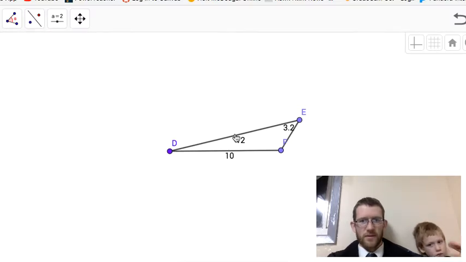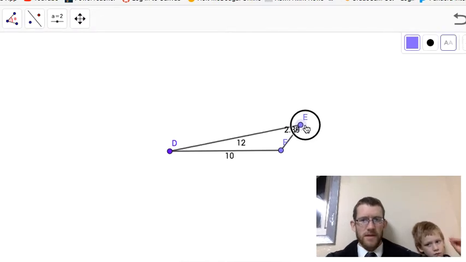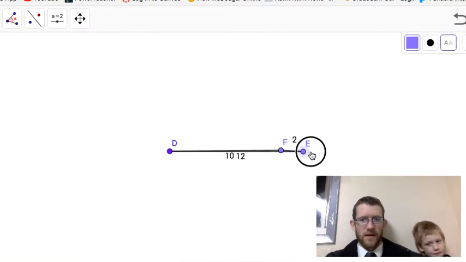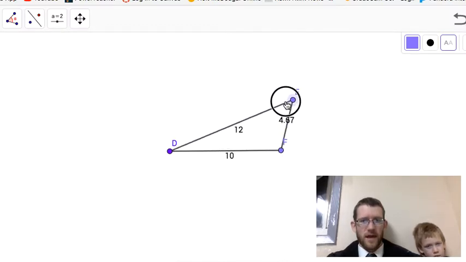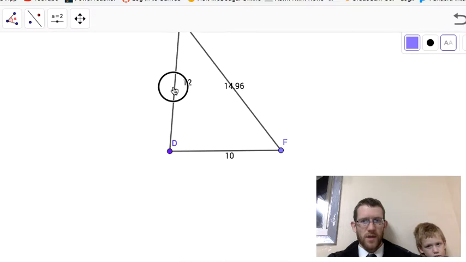Here's my side length of 12. Here's my side length of 10. And this is the side length for FE here. And if I pull it all the way down, this is as small as I can make FE. It's 2, right? I can't get any smaller than this. But as I get bigger, FE gets bigger and bigger.